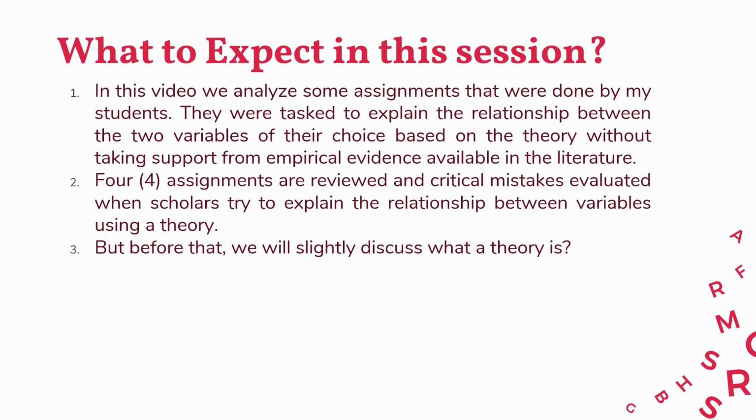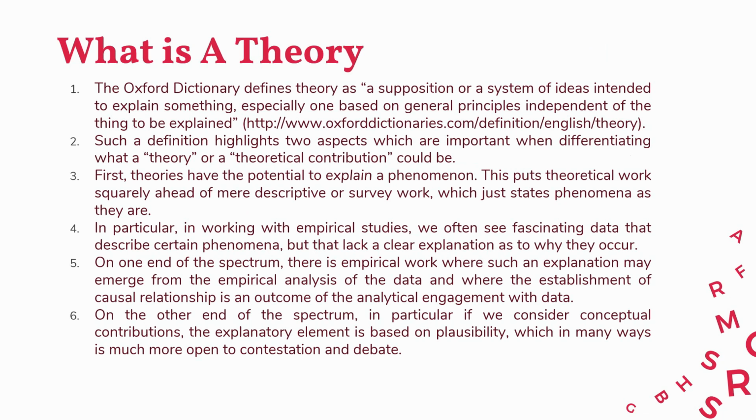So, the objective of this session is to evaluate what common mistakes early career researchers make when using a theory to evaluate relationship between variables. Now, before that, we will slightly discuss what a theory is. Now, what is a theory? The Oxford Dictionary defines theory as a supposition or a system of ideas intended to explain something, especially one based on general principle independent of the thing to be explained.